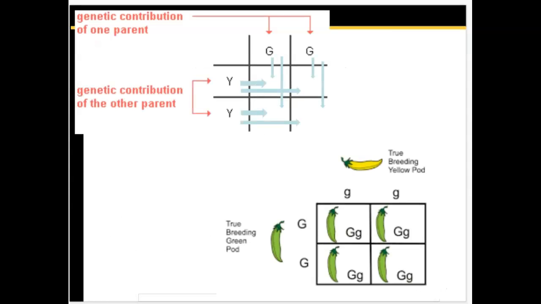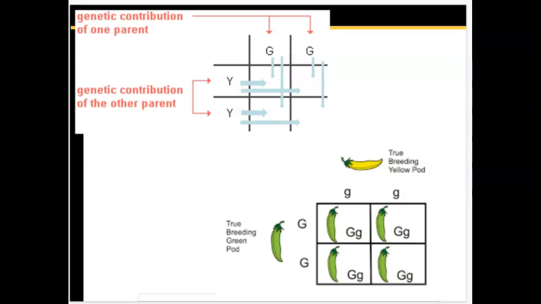The monohybrid cross looks at one trait with two possible alleles. They form either the homozygous dominant genotype, the homozygous recessive genotype, or the heterozygous genotype, which is also expressed as the dominant phenotype. Let's look at an example.